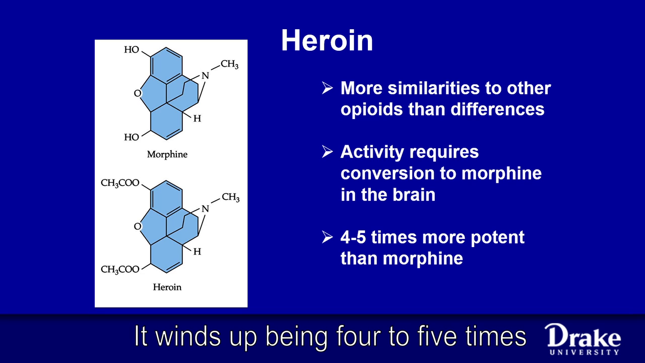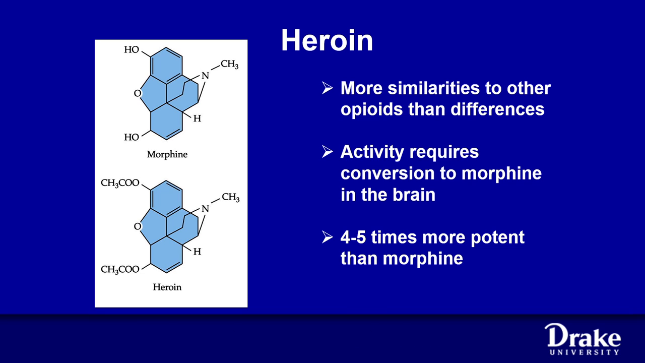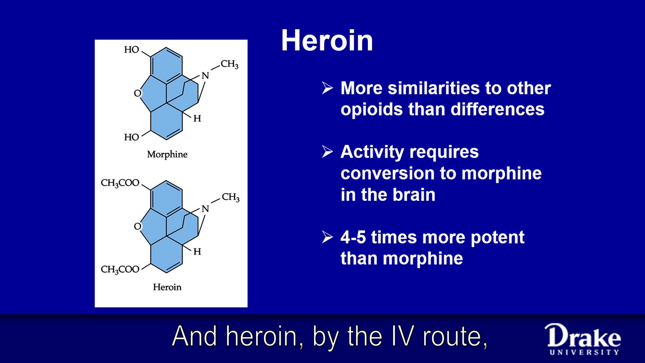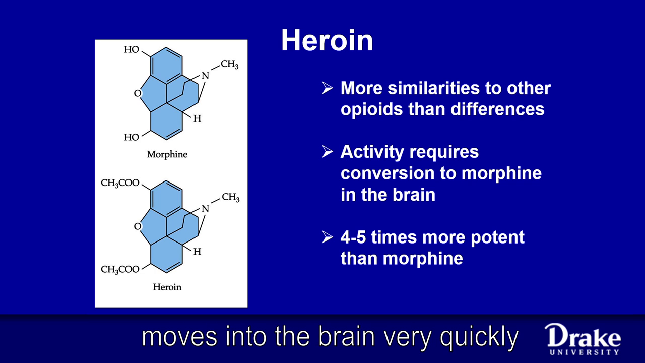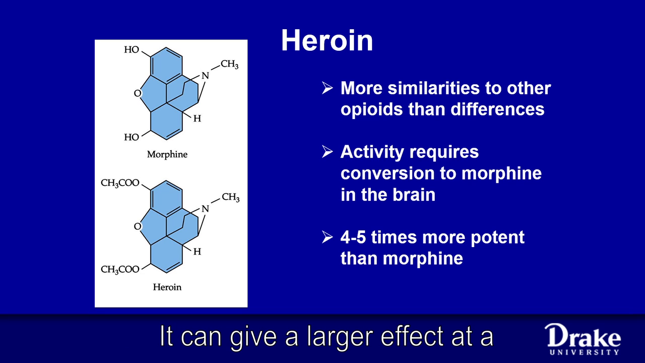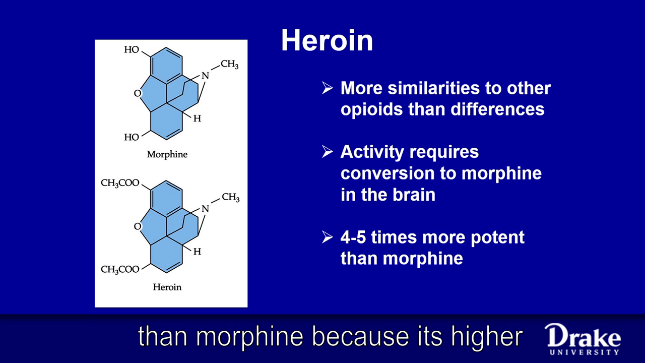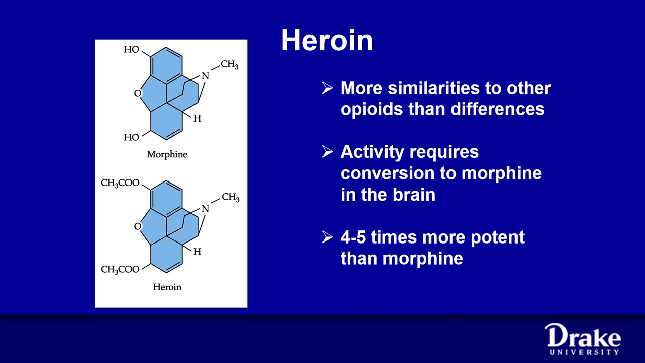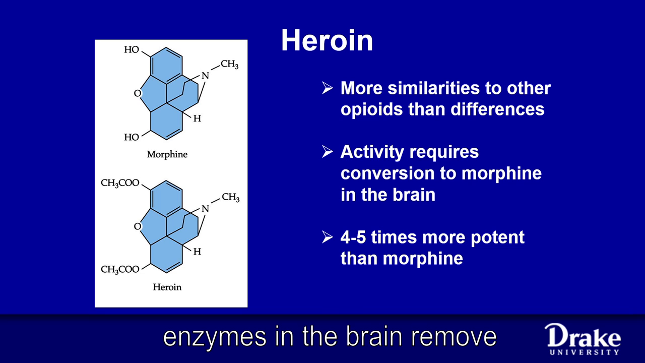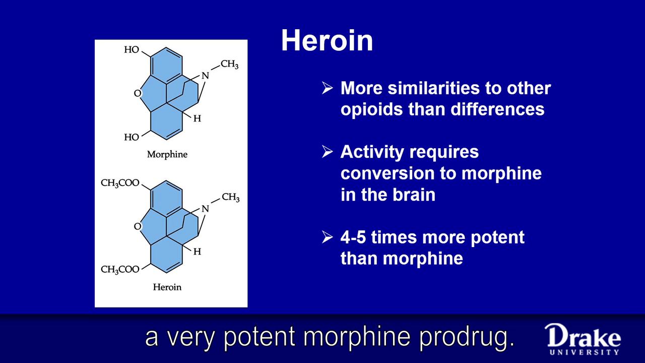It ends up being 4 to 5 times more potent than morphine because it is more lipophilic than morphine. So you can think of the brain as a lump of fat. And heroin, by the IV route, moves into the brain very quickly and very efficiently, and that explains its higher potency. It can give a larger effect at a given dose, about 4 to 5 fold more than morphine, because its higher lipophilicity really promotes its brain entry. And then once it's in the brain, enzymes in the brain remove these acetyl groups and convert heroin to morphine. So heroin is just a very potent morphine prodrug.